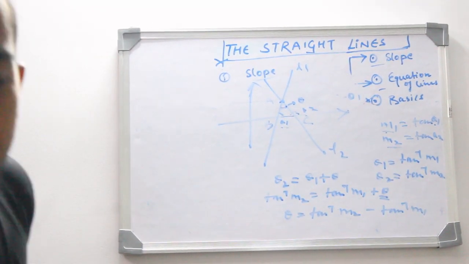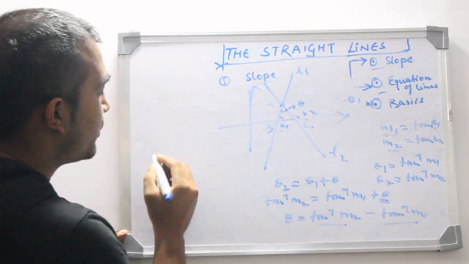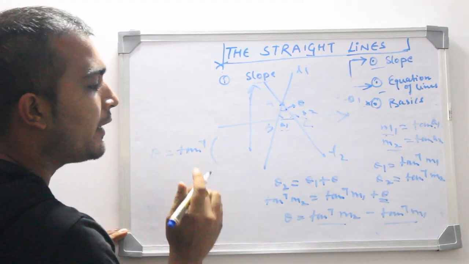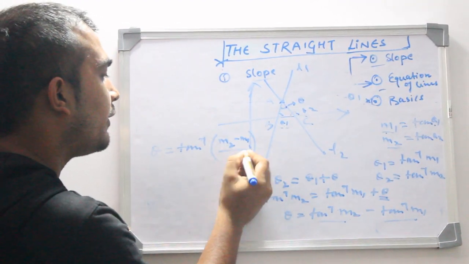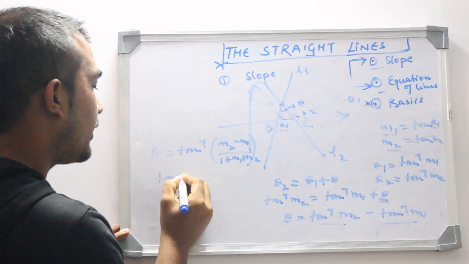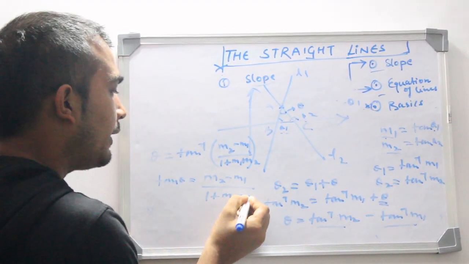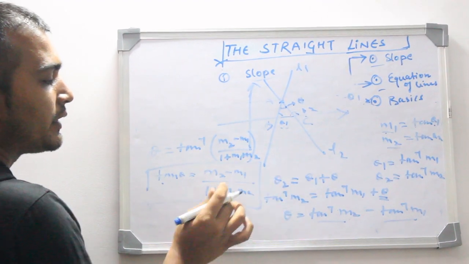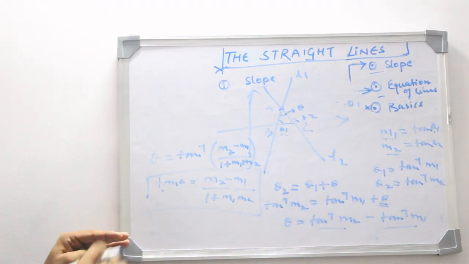Got it till here? Okay, now tan inverse A minus tan inverse B is equal to tan inverse of A minus B divided by 1 plus A into B. So m2 minus m1 divided by 1 plus m1 m2. Tan comes here, so tan theta is nothing but m2 minus m1 divided by 1 plus m1 m2. So whenever you know two slopes, the angle between them is given by tan theta equals m2 minus m1 divided by 1 plus m1 m2. I would encourage you to know the concept. Just go through this.